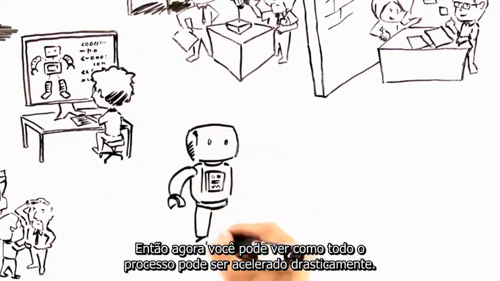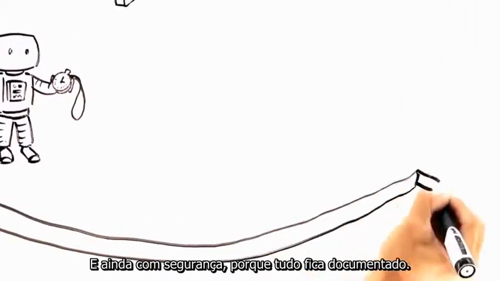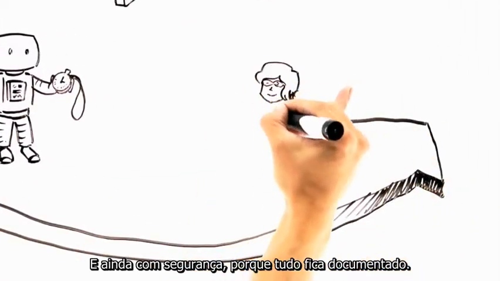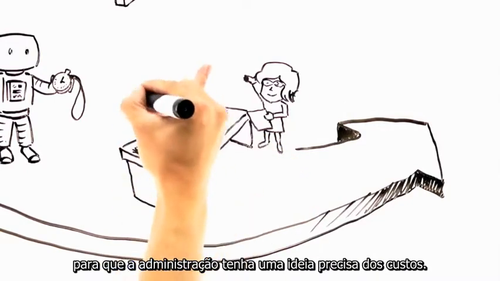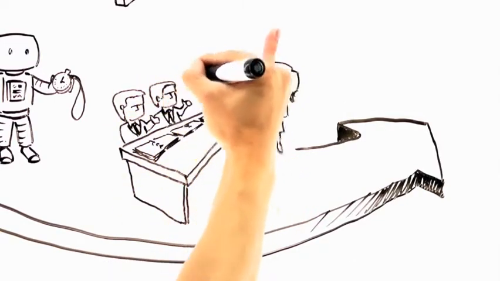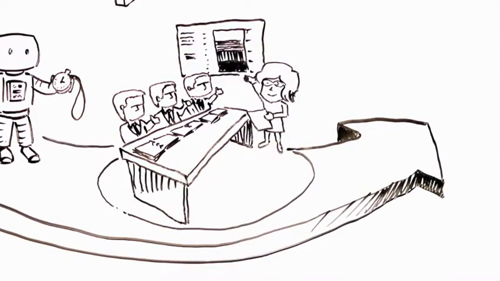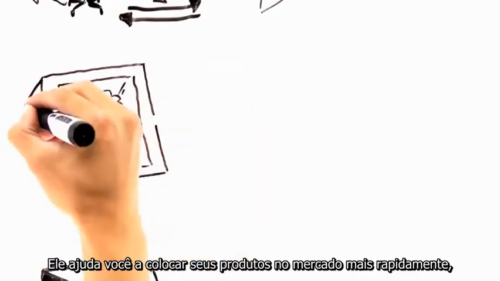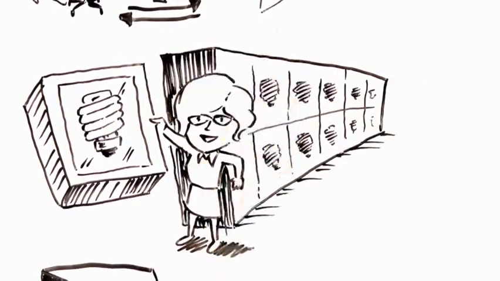So now you can see how the whole process can get accelerated dramatically, and yet safely, because everything gets documented. Even the bill of materials can get updated in real time, so that management has an accurate idea of costs. And that, in a nutshell, is what Autodesk Vault does. It helps you get your products to market more quickly, without losing the integrity of your creative vision.